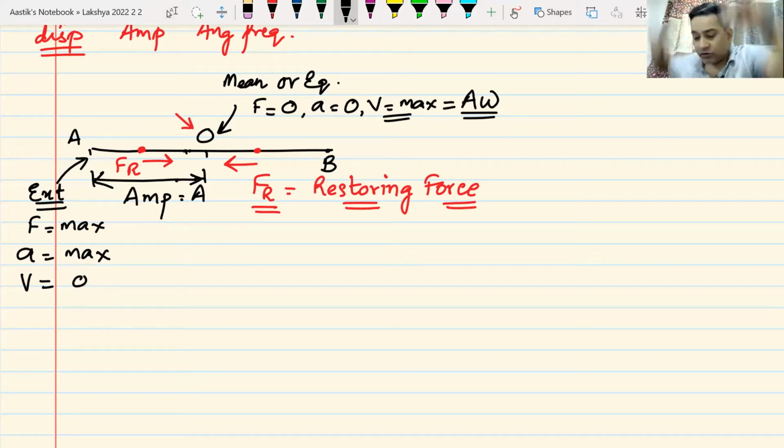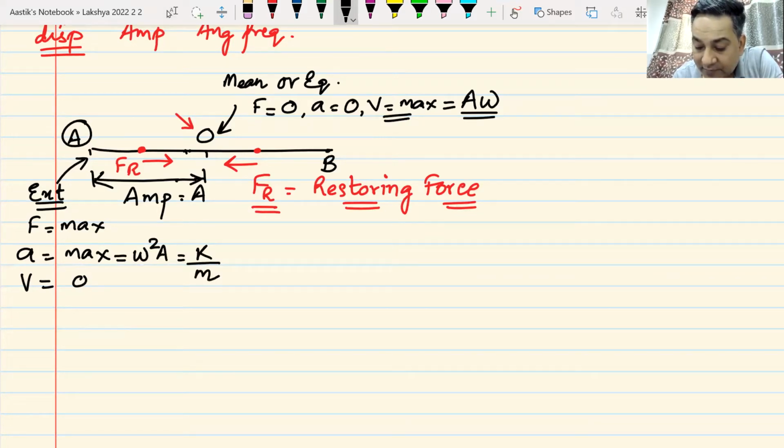Raise hands will give me more confidence that we have understood this. Yes or no? Now, on the extreme position A, we had seen that acceleration is max. Now we know the value of maximum acceleration. That will be equal to omega square multiplied by x. The value of x is A here. So I write it as omega square A, or I can write it as k by m times A, where this A is the amplitude. Do we understand this? Can I have some raised hands that we understand this?